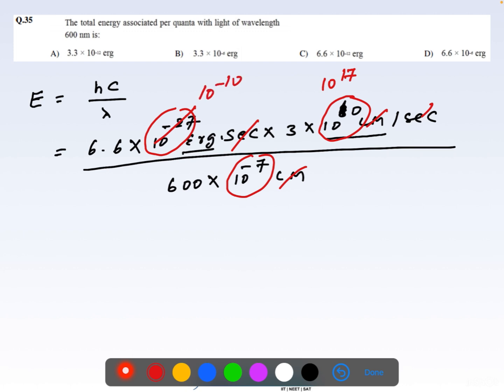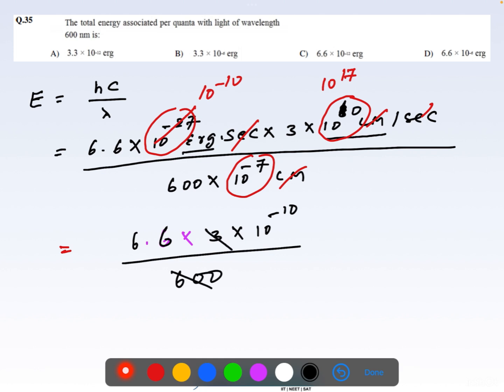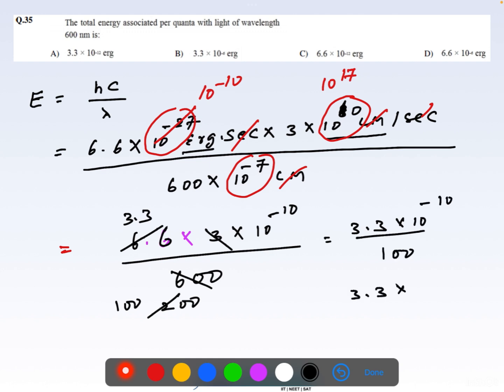And again, so I have here 6.6 into 3 into 10 to the power minus 10 divided by 600. So this will be cancelled for 200, and again this will be cancelled for 3.3 by 100. So I have finally 3.3 into 10 to the power minus 10 divided by 100, which is equal to 3.3 into 10 to the power minus 12 ergs. So the correct option is option 2.